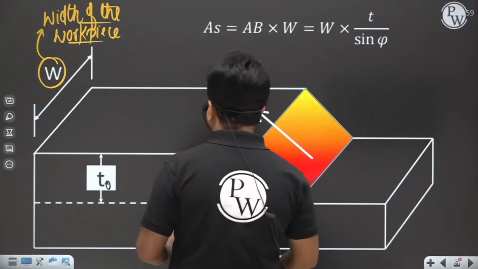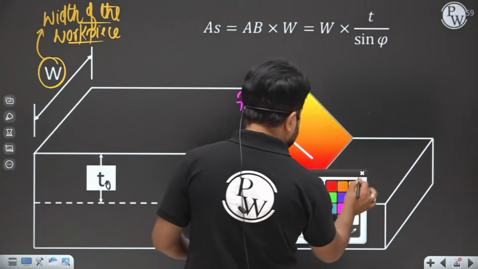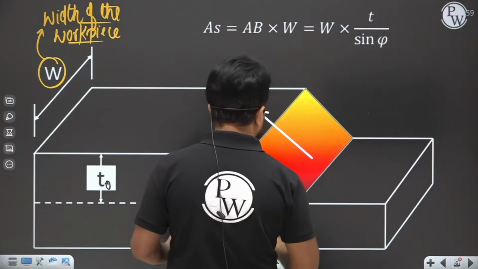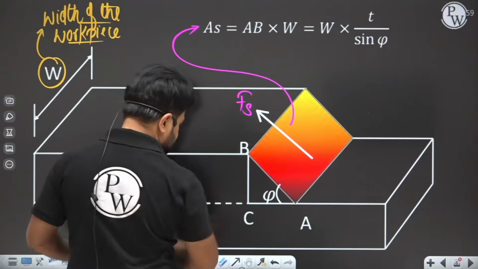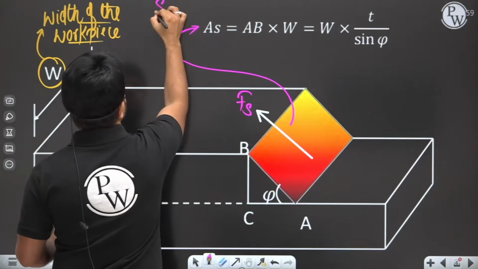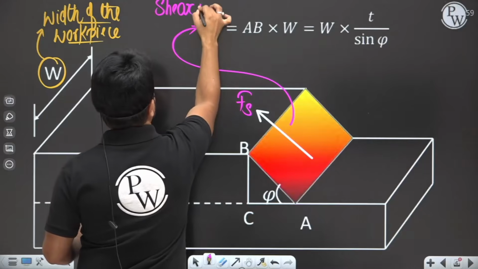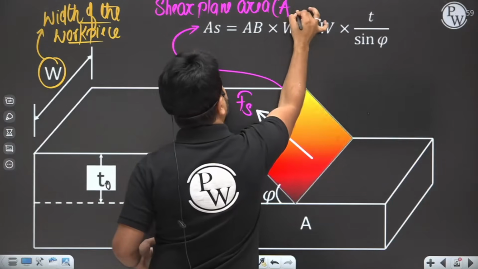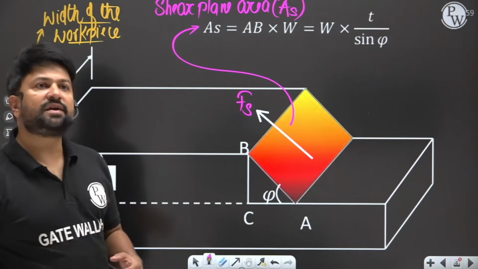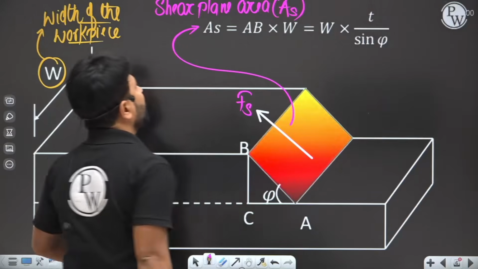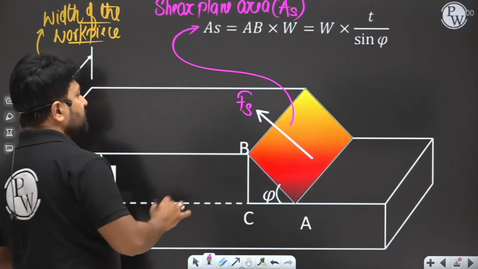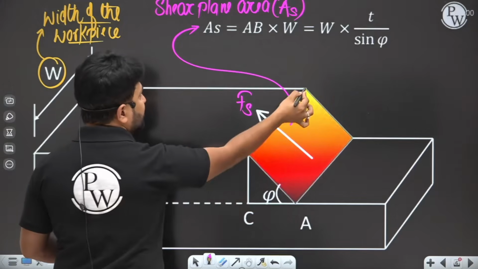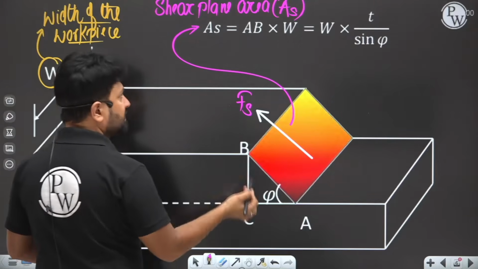Now suppose this is the shear plane, and AS is the shear plane area, which is denoted by AS. Now I want to know the value of the shear plane area. The shear plane area is the length of the shear plane, that is AB, into the width of the shear plane.